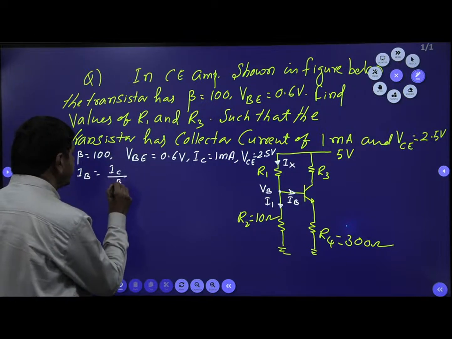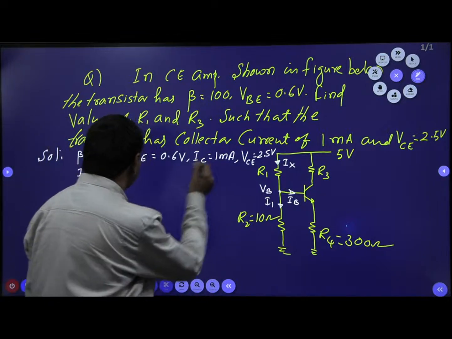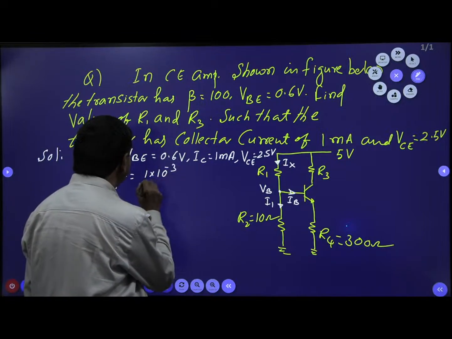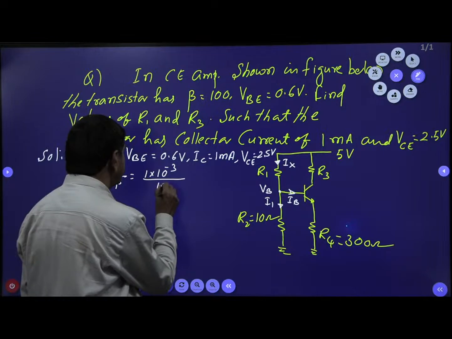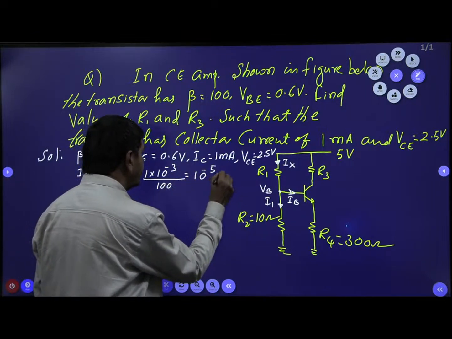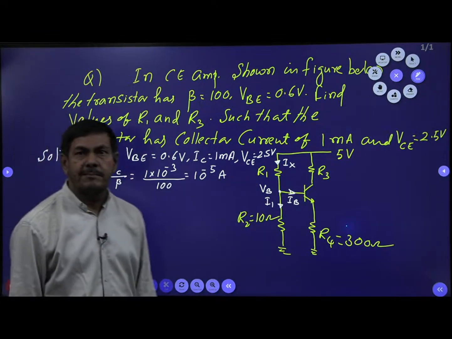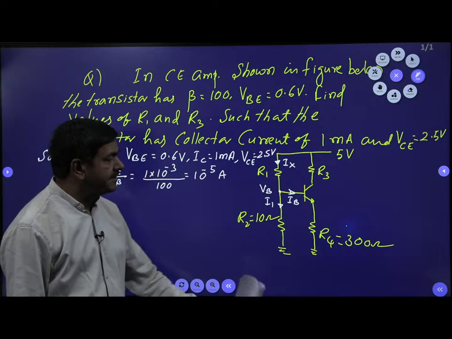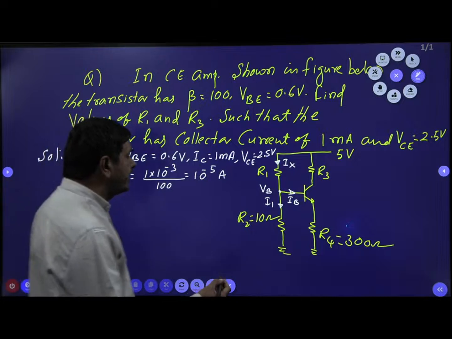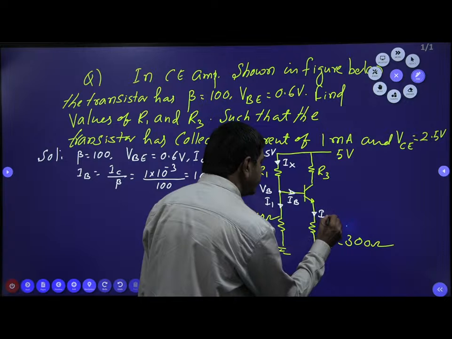Collector current divided by beta, I can note down. The collector current IC is 1 milliampere, given in the problem. Beta is given as 100. So 10 power minus 5 amperes of base current is passing, and that much base current is going to flow through this network. Knowing IB and IC, you can determine the IE value.